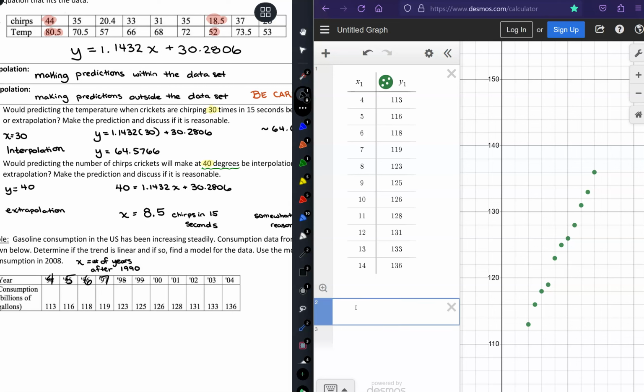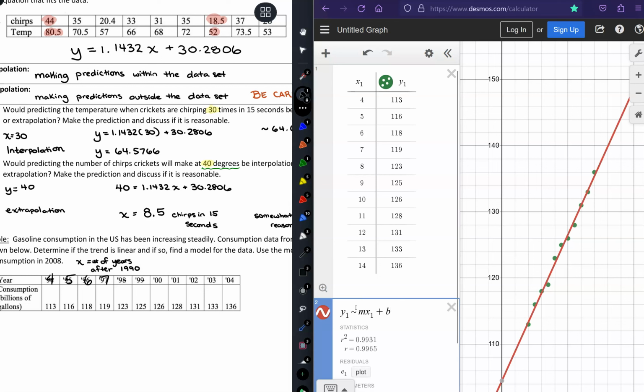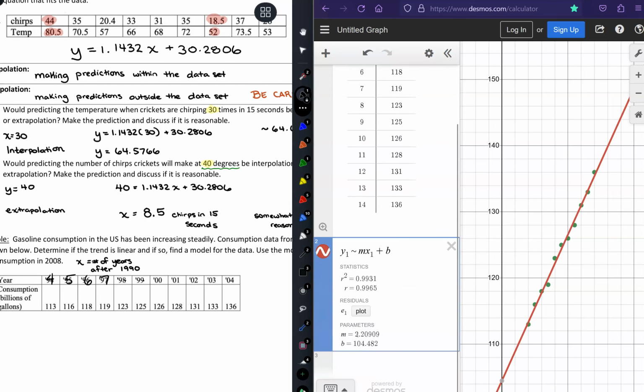Okay, so with that, I'm going to get my line to estimate. So I'm going to go y1 squiggle mx1 plus b. And then with that, we grab our parameters. So I'm going to have y equals, let's see, a slope of 2.2091 times x plus 104.482. And we're going to use that to estimate what's happening in 2008.